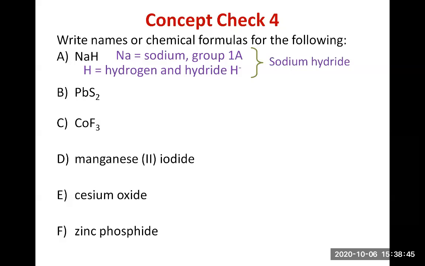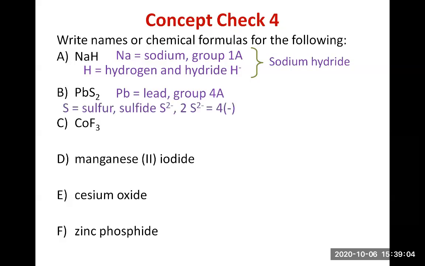PbS2, let's find the name of PbS2. Pb is lead from group 4A, and that's a variable charge metal, so type 2 metal. S is the sulfur, or in this case here, the sulfide ion. And the sulfide has 2 negative charges because it's in group 6A, so 6 minus 8 is 2 negative charges for the sulfide.